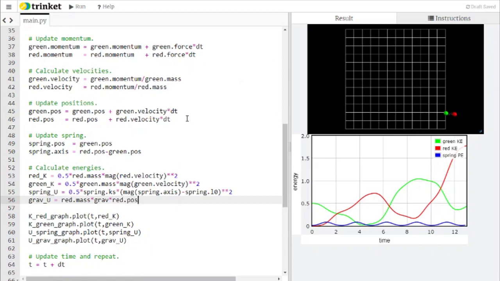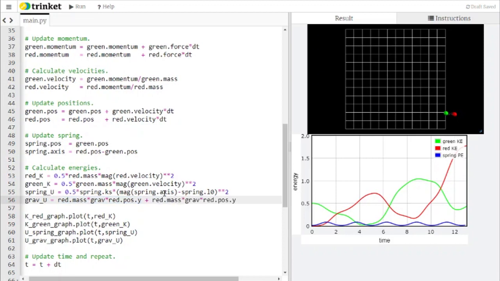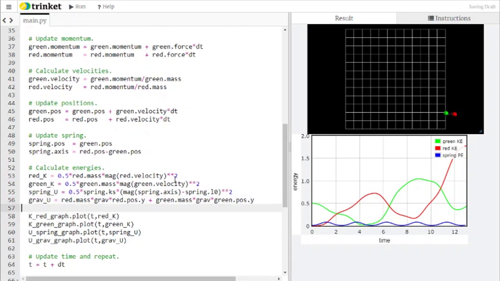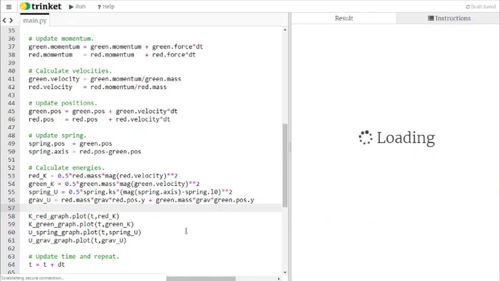Times red.pos.y. And I could measure this relative to 0 or whatever the bottom value is here, but it really doesn't matter. You get to pick where y equals 0 is for gravitational potential energy, so you can always just put in the y coordinate there. That's for this form of gravitational potential energy. For the kind out in space, you do have an absolute reference of the objects that you're orbiting around. But for the approximation mgh near the surface of the Earth, you don't have to worry about that. All right.